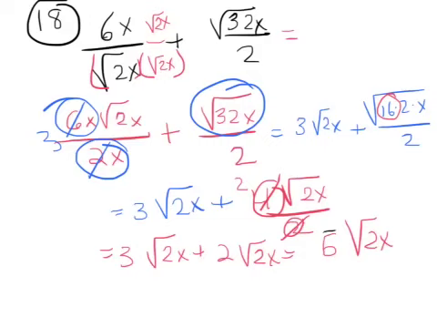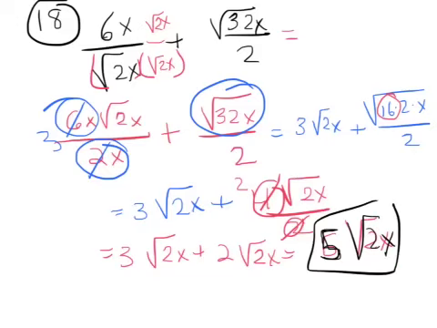Let me just fix that up a little. 5 radical 2x. So I'm just going to rewrite that answer one more time for you. 5 radical 2x.